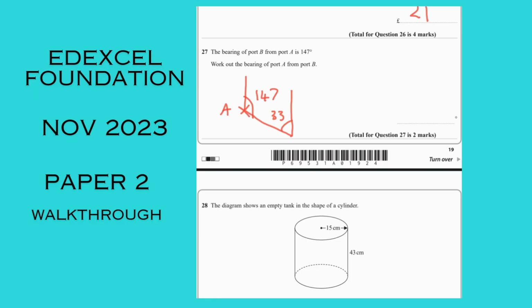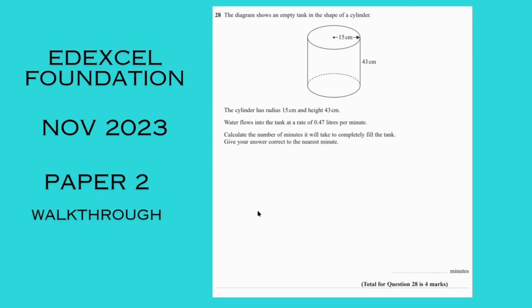But that's not the answer. Don't forget with bearings, they are measured clockwise from north. So that arrow is the angle you are after. So it is 360 minus 33, 327 degrees.